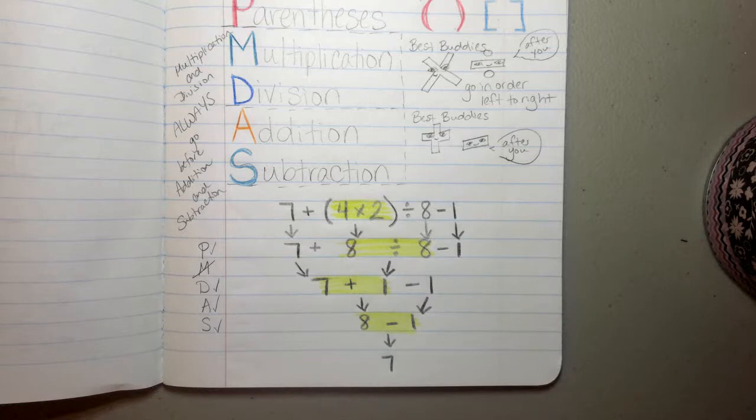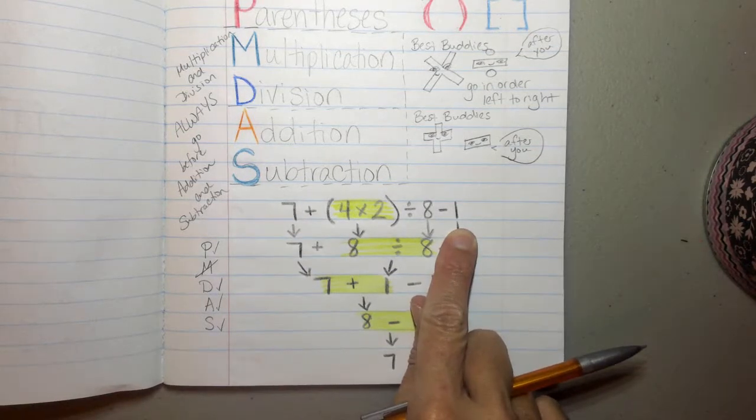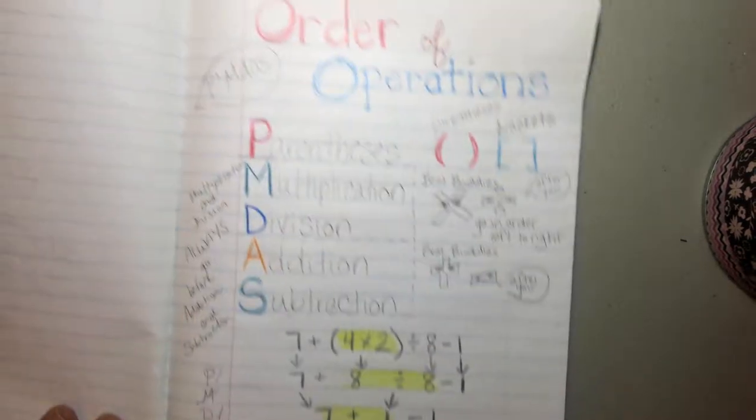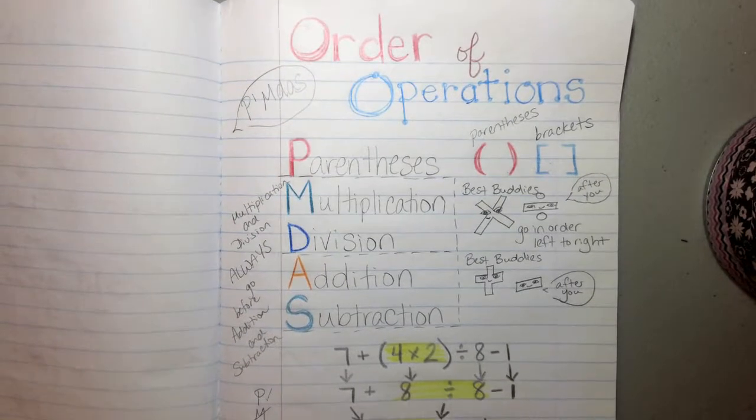So when you see big complicated expressions like this that involve more than one operation, just remember your PEMDAS, refer back to this anchor chart, and I think you're going to do great. Thanks.